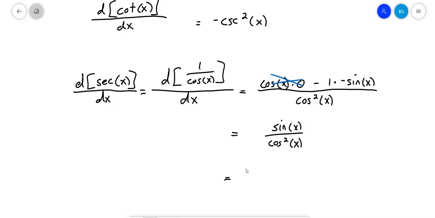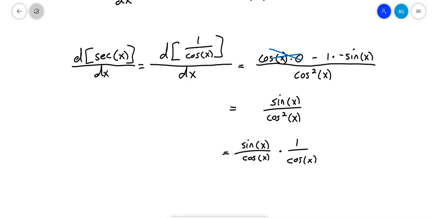Here's probably a better way to write it. Notice that this would just be sine x over cosine x times 1 over cosine x. So I just split the cosine squared into two different factors here and wrote it this way. And the reason I did that was sine over cosine is obviously tangent. So we'll have tangent here. And 1 over cosine is secant. And so we end up with secant x times tangent. And I kind of flip-flop these guys. That guy went there and this guy goes here.